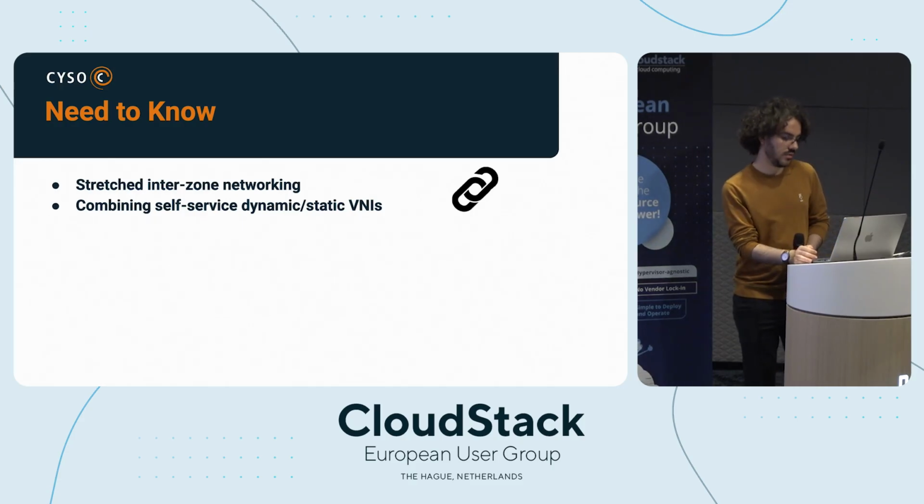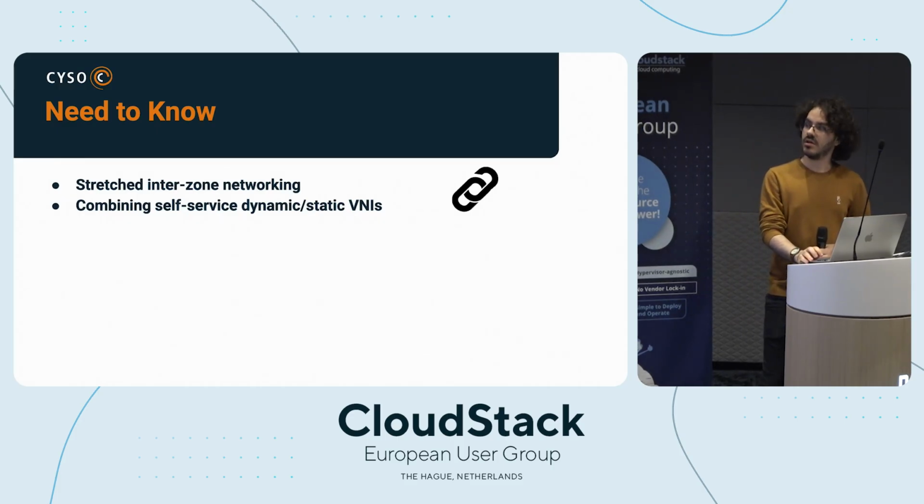Another thing you need to know is combining your self-service, so your dynamically allocated VNIs, and your static VNIs that you, for example, need to configure for a customer because they want to extend something they have on-prem or in another environment to what you're building for them in your cloud. You need to be careful that there's no intersection and that they're not trying to use the same VNI, so VXLAN ID.